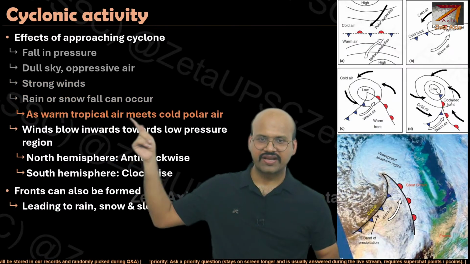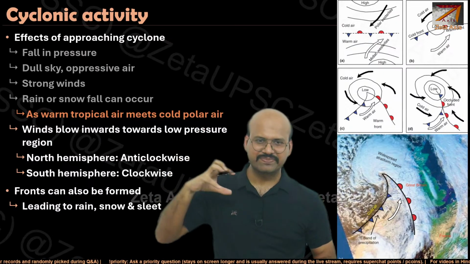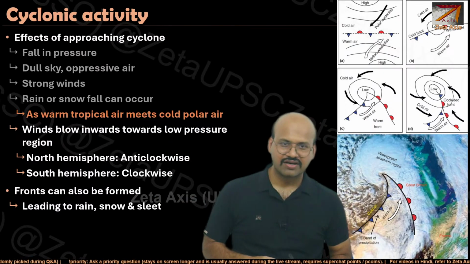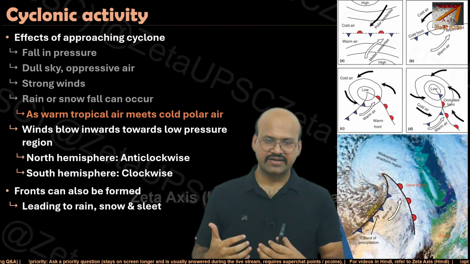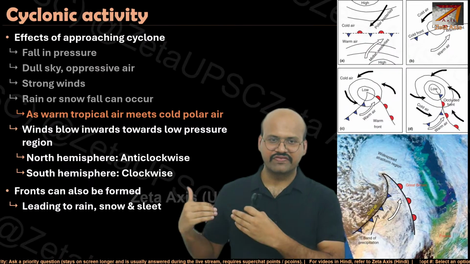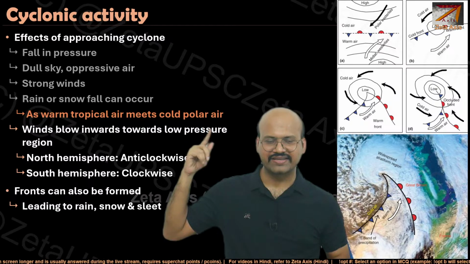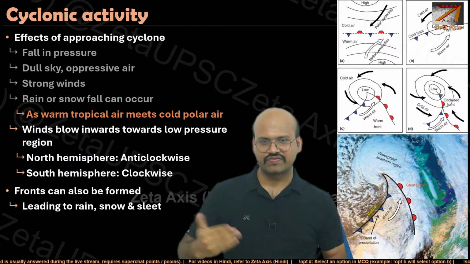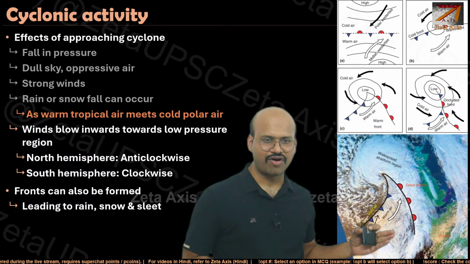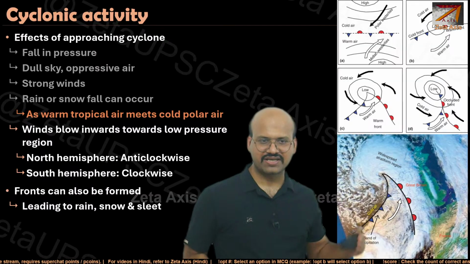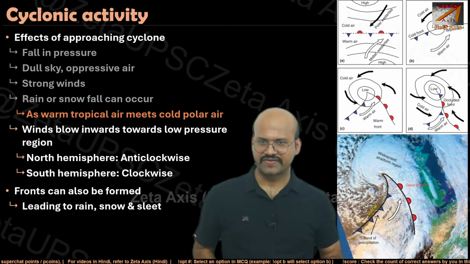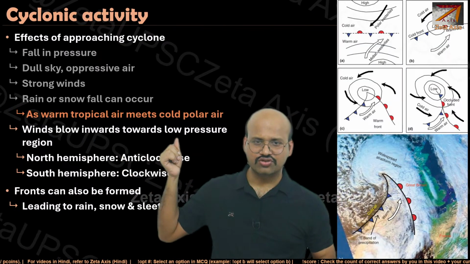As warm tropical air meets cold polar air. So this is basically created at the temperate region where we have these westerlies, and they meet the polar currents. So mostly we see that these activities occur at the merger of these two types of winds. That is why we have this warm air which is brought by the westerlies, and this cold air which is brought by the polar winds. Winds blow inwards towards the low pressure region.